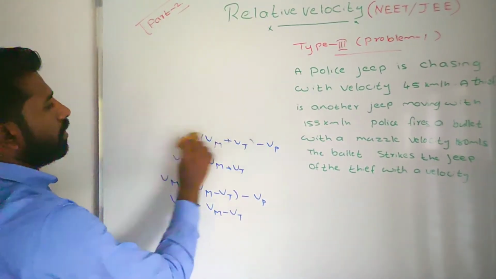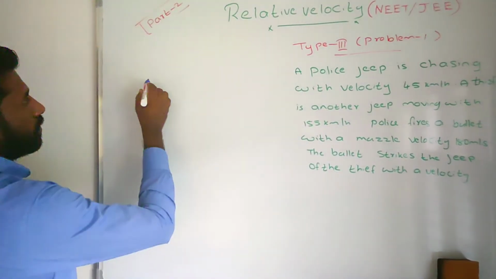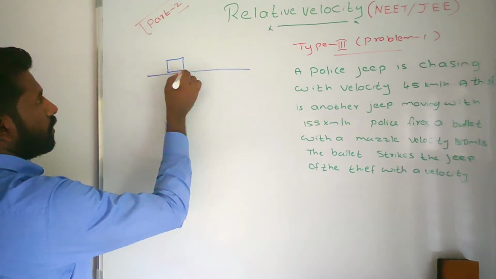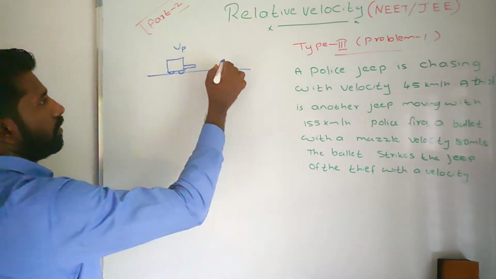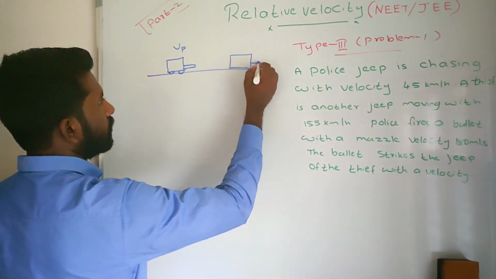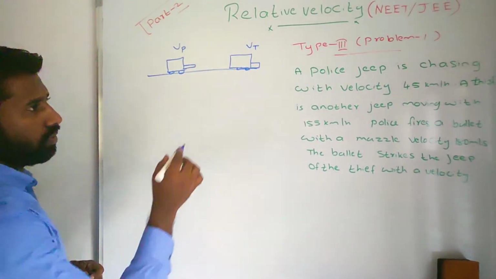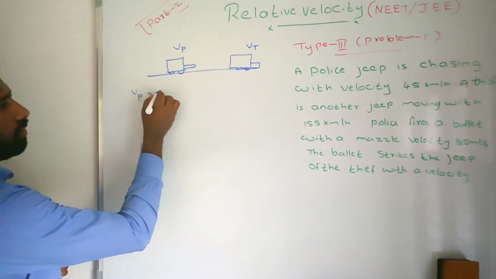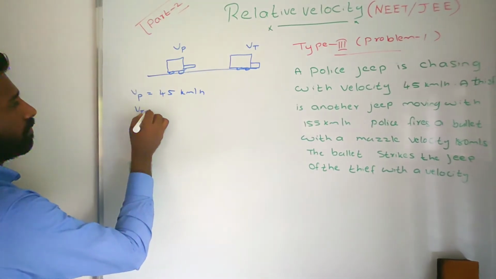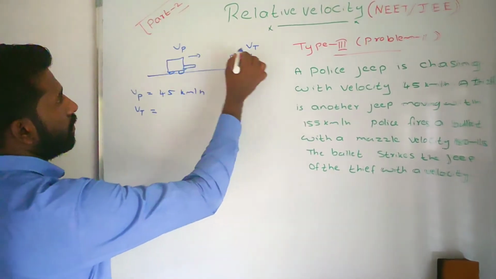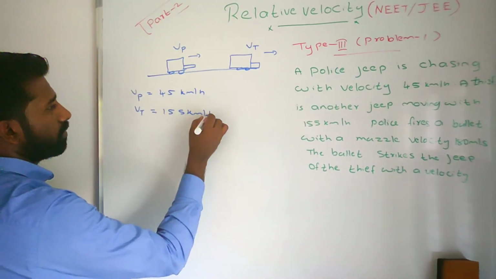So, what is the meaning of the question? There are two jeeps there. One is a police jeep and another is a thief jeep. This is the police jeep with a velocity of Vp, and another we can take as the thief jeep, this is Vt. The police jeep, how much is the velocity? That is Vp is equal to 45 km per hour, and the thief jeep is moving with a velocity of how much? That is 155 km per hour.